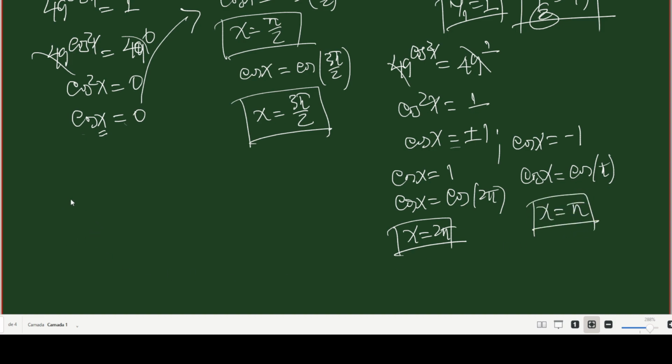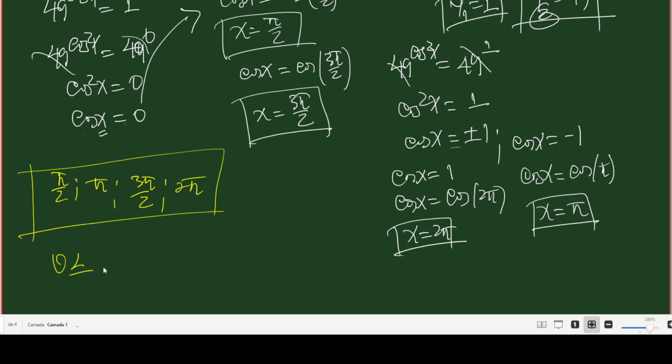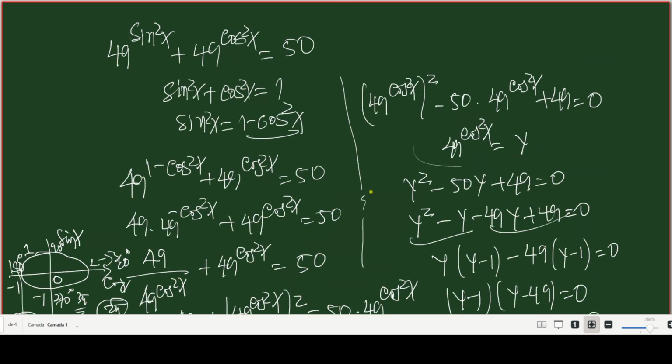So guys, our answers for this problem are going to be pi over 2, the second one is pi, then 3 pi over 2, and then 2 pi. So solving this on the interval of x up to 2 pi, these are the answers.